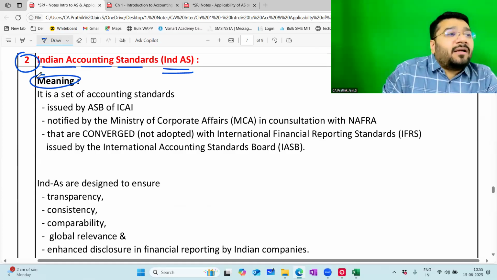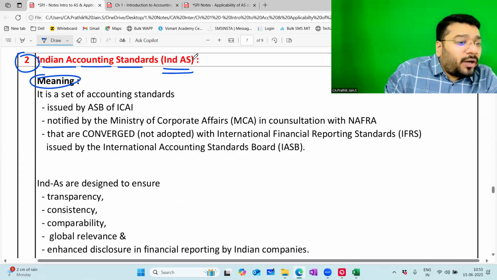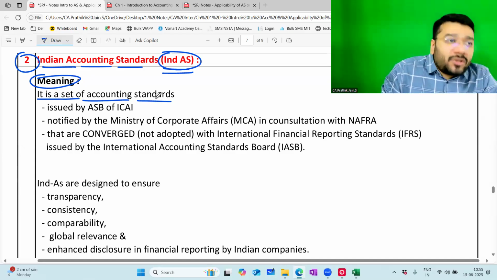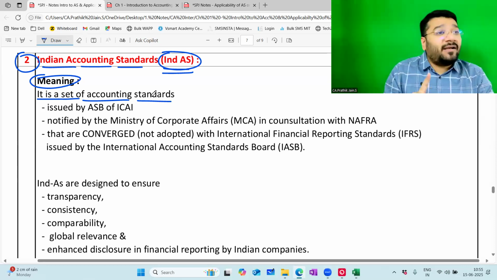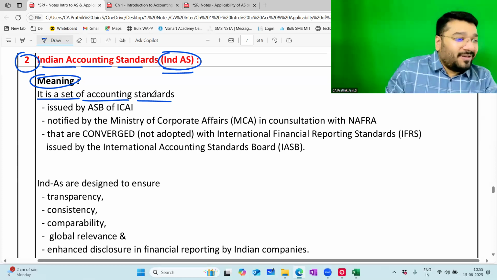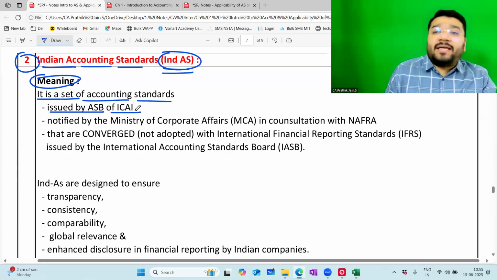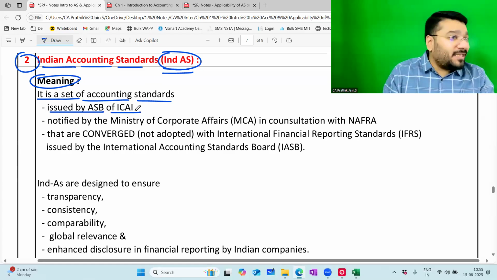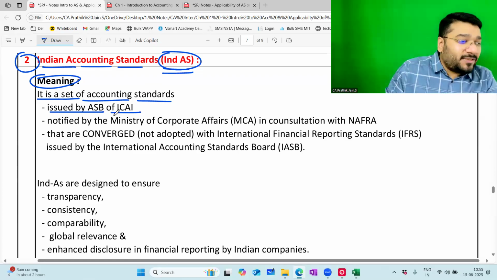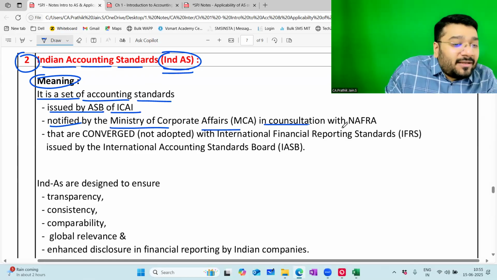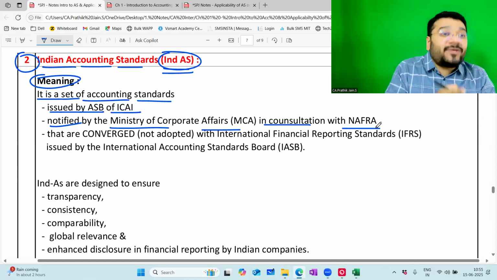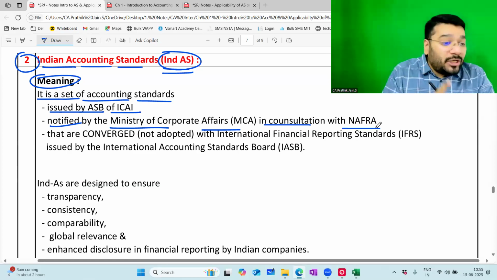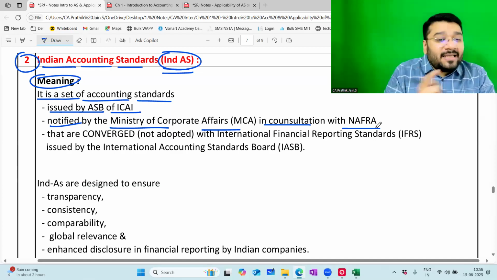Meaning of Indian Accounting Standard, short and sweetly called Ind AS. It is a set of accounting standards. So this is also an accounting standard, and this is also an accounting standard. Ind AS is also issued by the ASB of ICAI, just as AS is issued by the ASB. Ind AS is also notified by MCA in consultation with NFRA, just as AS is notified by MCA in consultation with NFRA.